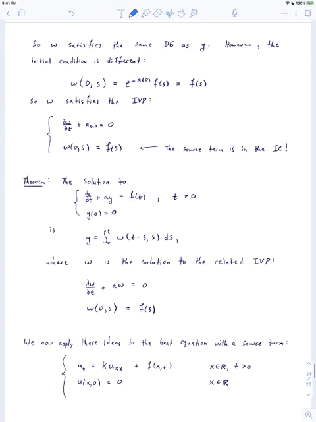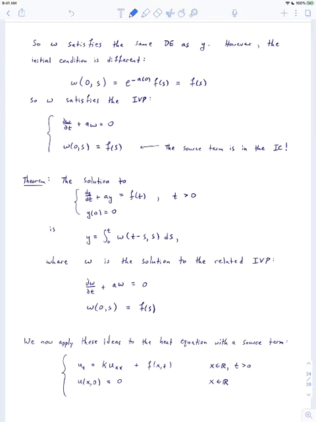So w satisfies the same differential equation as y, except it is the homogeneous version. And there's also something different to do with the initial conditions. Notice that if you plug in t equals 0, you lose the exponential term, and so you just end up with f at s.